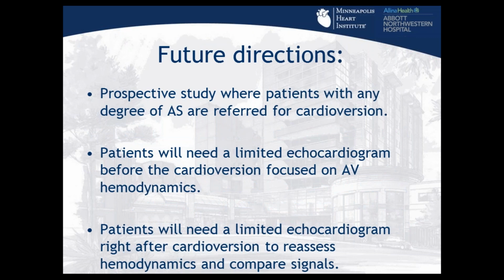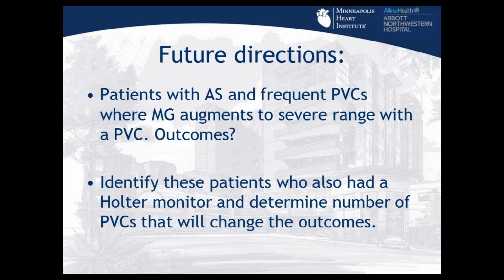Some of the other work we're doing, we're doing in a more prospective way now. We're taking any patients with AFib and aortic stenosis who are sent for cardioversion. We're doing a limited echo before and a limited echo after, just to compare the gradients and how the gradients in normal sinus rhythm correlate to the gradients in atrial fibrillation. So this is a prospective trial we're doing now.